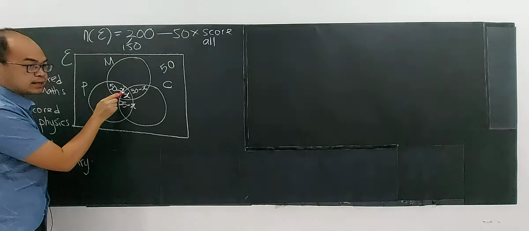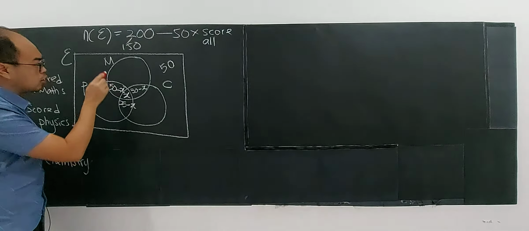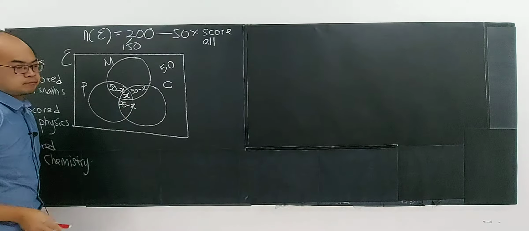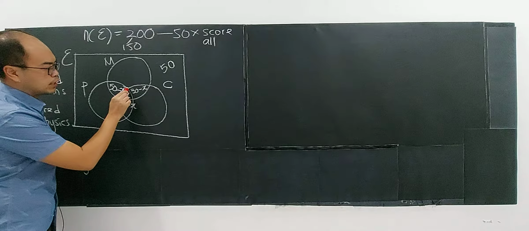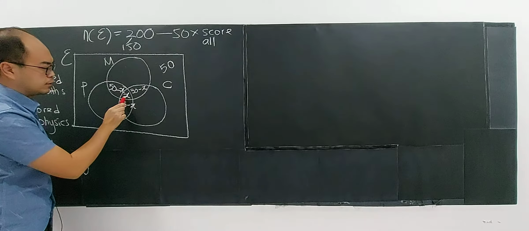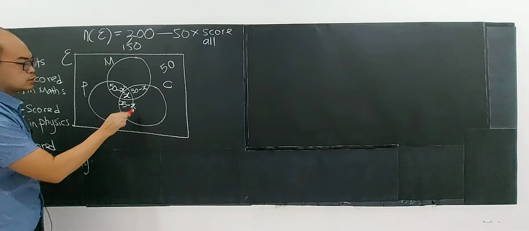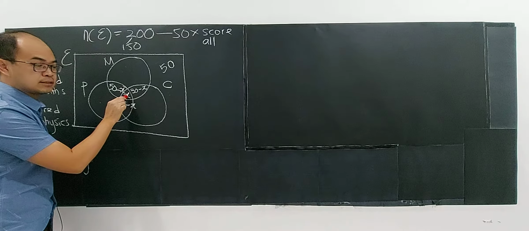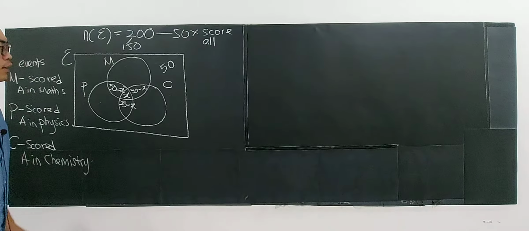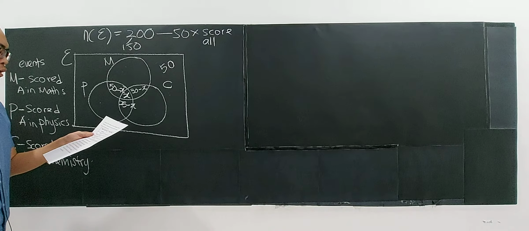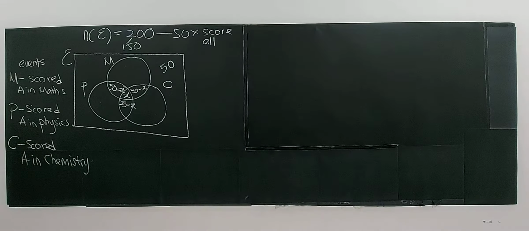50 minus X is the number of students that score A in mathematics and physics, but not in chemistry. 30 minus X is the one that scores in mathematics and chemistry, but not physics. This one is the same: score in chemistry and physics, but not getting grade A in mathematics. And this X is the 3 subjects scoring A. Later on, 1 subject only is 85, meaning scoring in 1 subject, we have 85 of them.